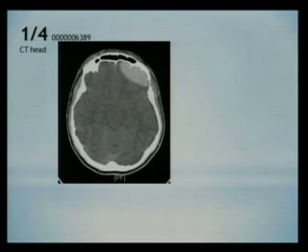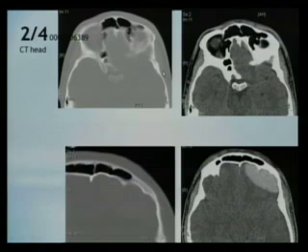This is an epidural hematoma again. It's biconvex.